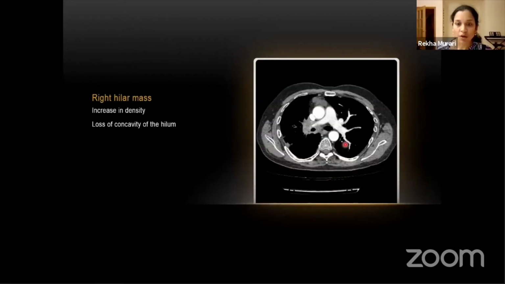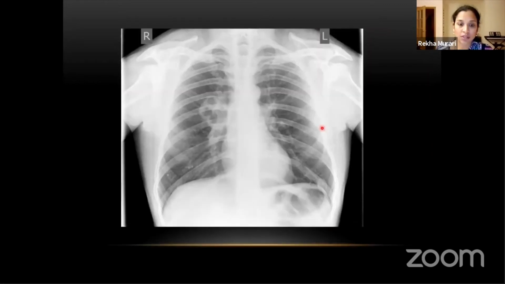Okay, so when we did a CT, this was what we saw. So there was a big right hilar mass. And that's why, you know, the right hilum was denser than the left. Well done.